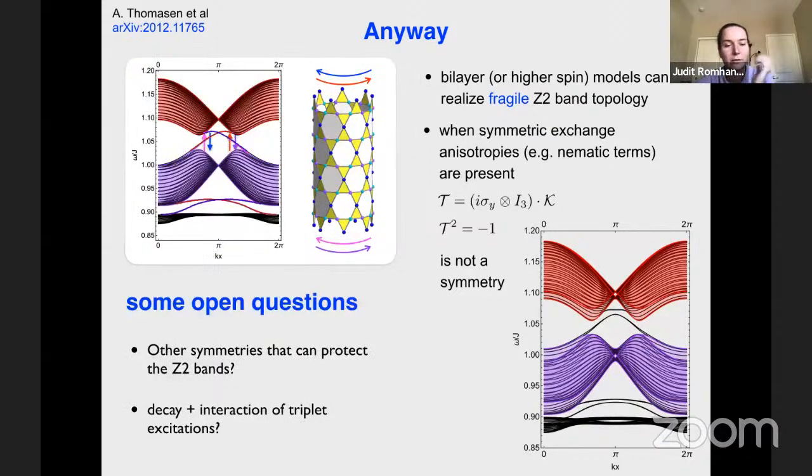And some other open question is what happens if you have some kind of a local or an internal symmetry of a system, because we have maybe something like a large spin or spin orbital object of which the magnet is built. Or what happens if you have decay and interaction between these triplet excitations and so on. So there are a lot of other things that one can still investigate.